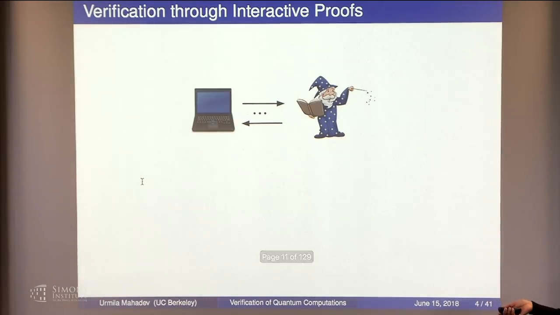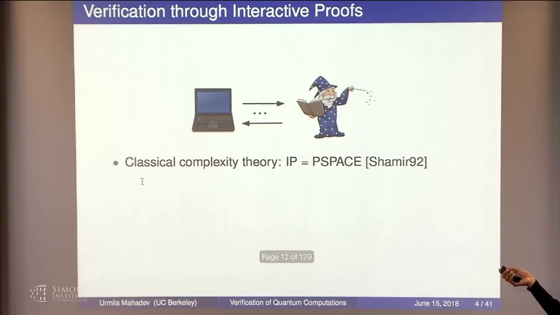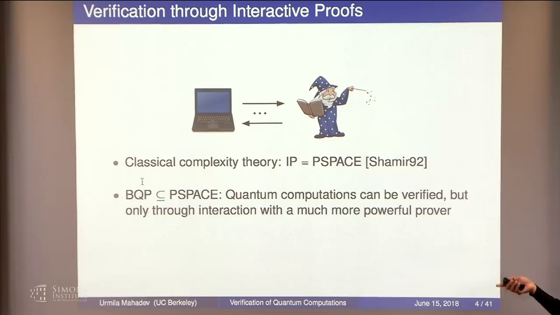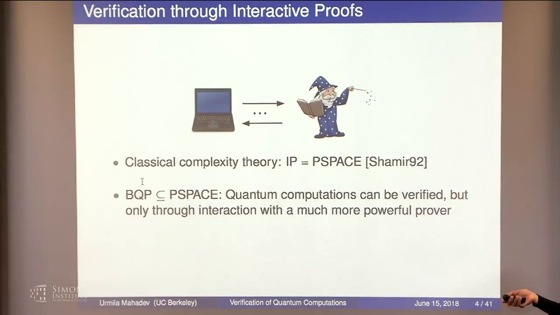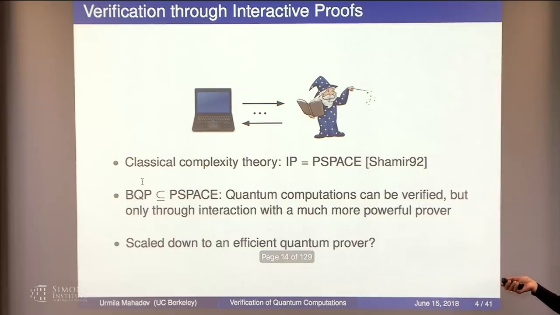So in classical complexity theory, interactive proofs are well studied, but the model is a little bit different. The verifier is still an efficient classical machine, but the prover is now an all-powerful machine. In this model, it's known that IP equals PSPACE, which means that all problems which can be computed in polynomial space can be verified by a verifier interacting with an all-powerful prover. The issue here is that although BQP is contained in PSPACE, so this tells us that the verifier can verify BQP if he's interacting with an all-powerful prover. I'd like to ask whether this is possible if the prover is not all-powerful, but just an efficient quantum prover.